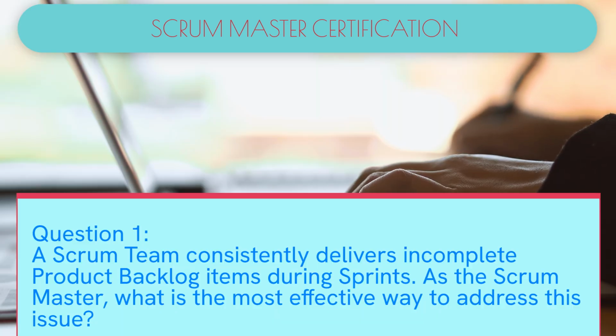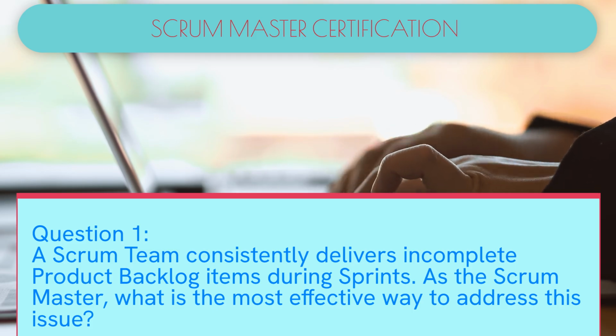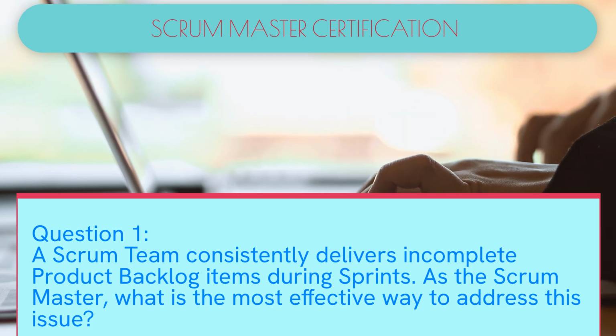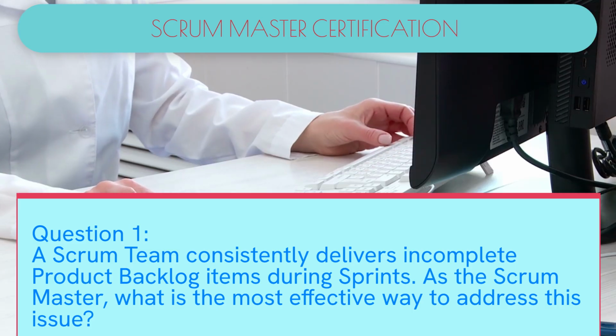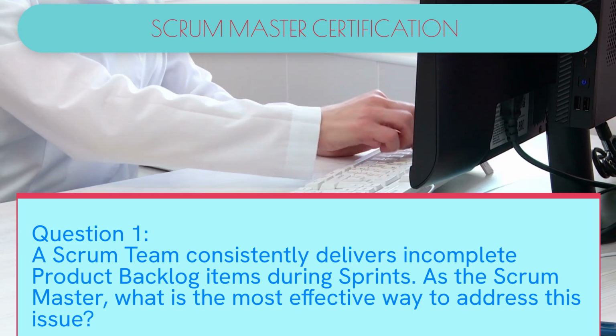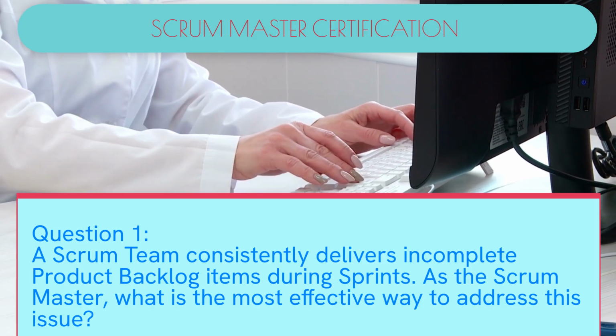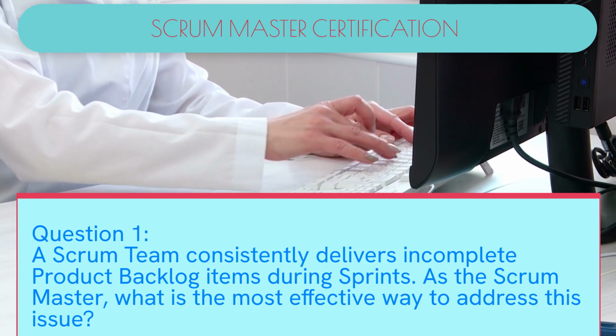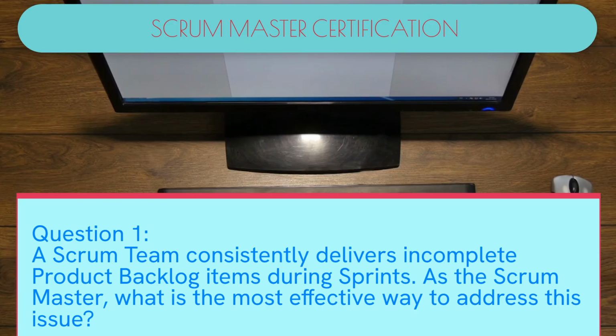Question 1. A Scrum team consistently delivers incomplete product backlog items during sprints. As the Scrum Master, what is the most effective way to address this issue? Answer. Facilitate a discussion in the retrospective to identify impediments and collaborate with the product owner to refine the product backlog. Explanation. The Scrum Master's role is to coach the team and remove impediments. By focusing on process improvements during the retrospective and ensuring the backlog is well prepared, the team can increase their chances of completing items within the sprint.